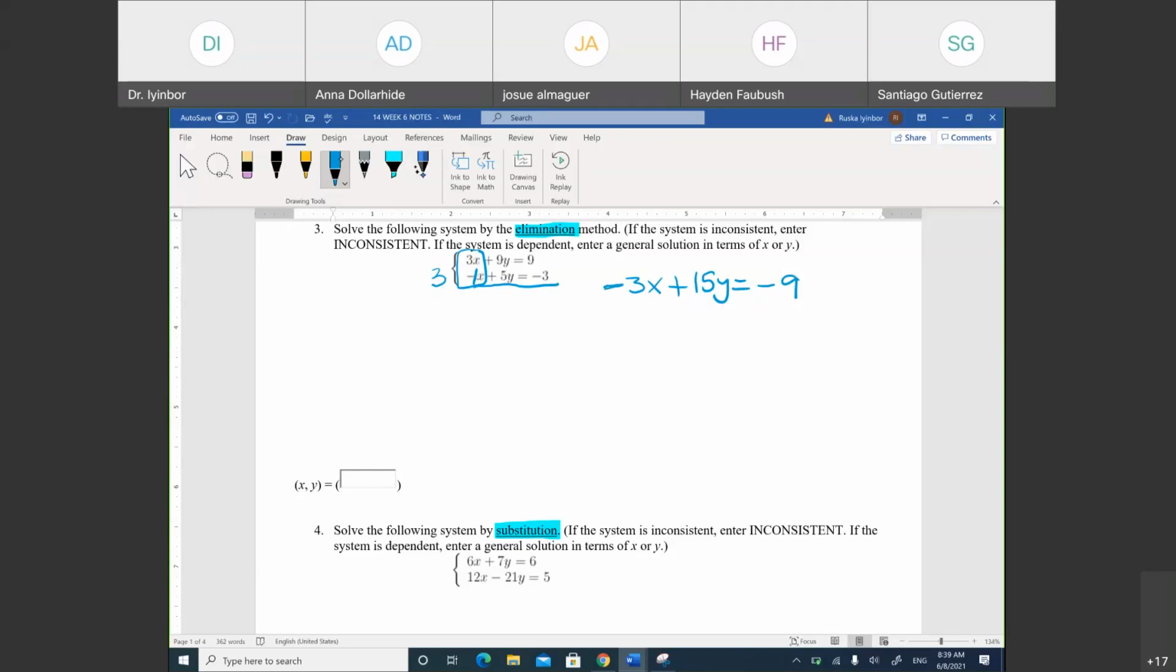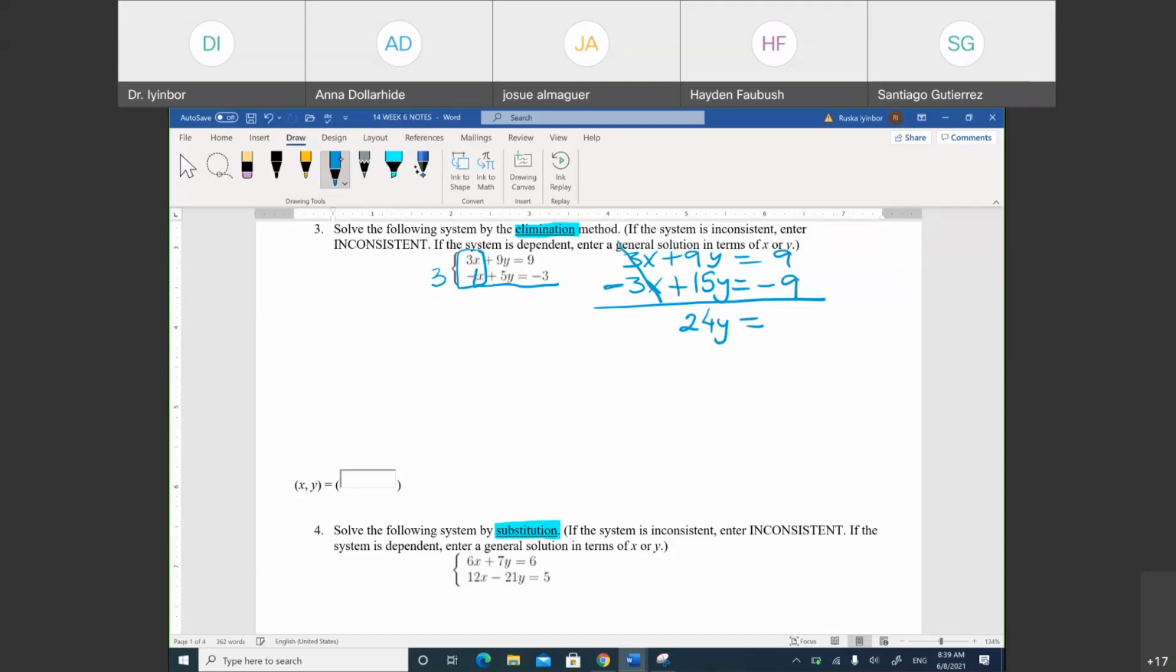And then I'm going to copy the first equation, it's going to stay the same. 3x plus 9y equals 9. And then I'm going to add those two equations. So when I add 3x minus 3x is 0, right? They cancel out. And then what is left? 9 plus 15y, how many y's? 24y, right? Equals, what is 9 minus 9?